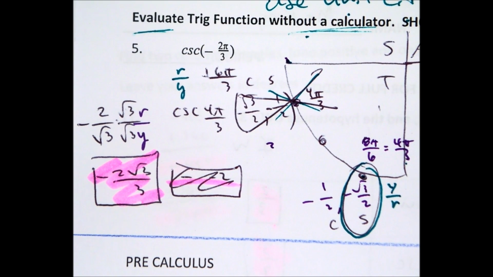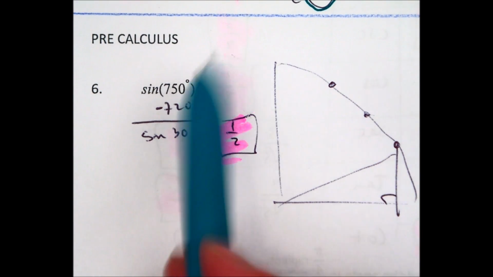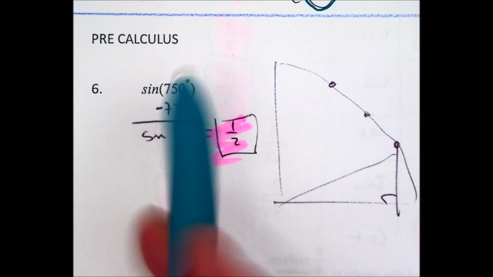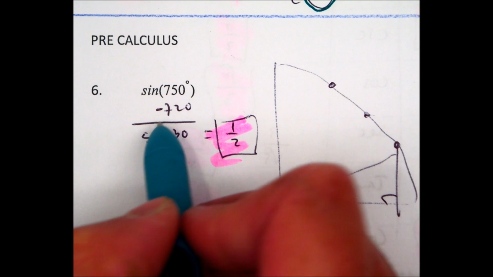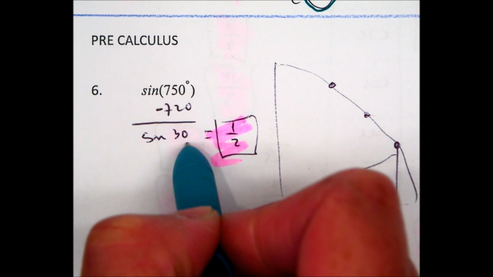Remember, the numbering was messed up. Question number 6. Again, I have an angle that's too big. It's positive, so I can just subtract. You can use that formula as well. Get a coterminal angle: 2 negative rotations, negative 720, gives me sine of 30.